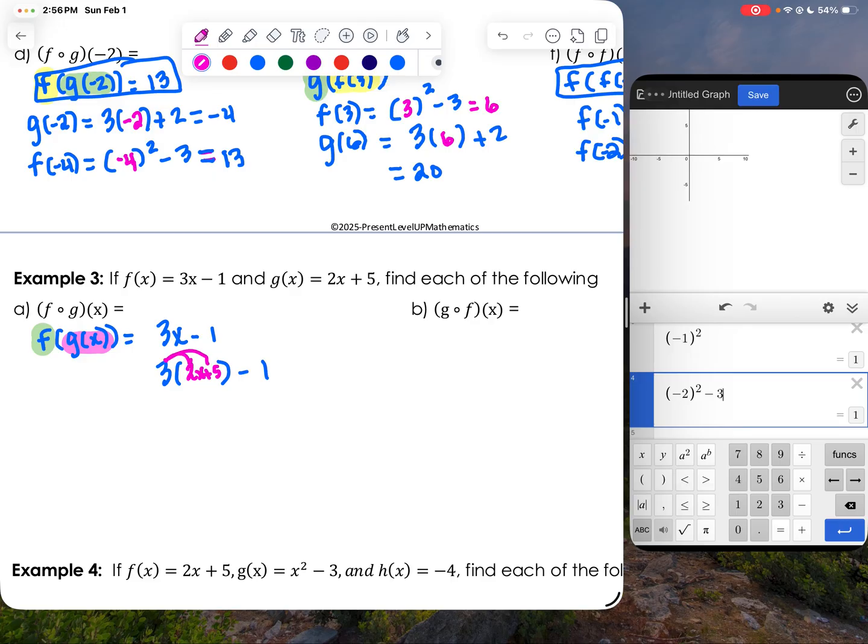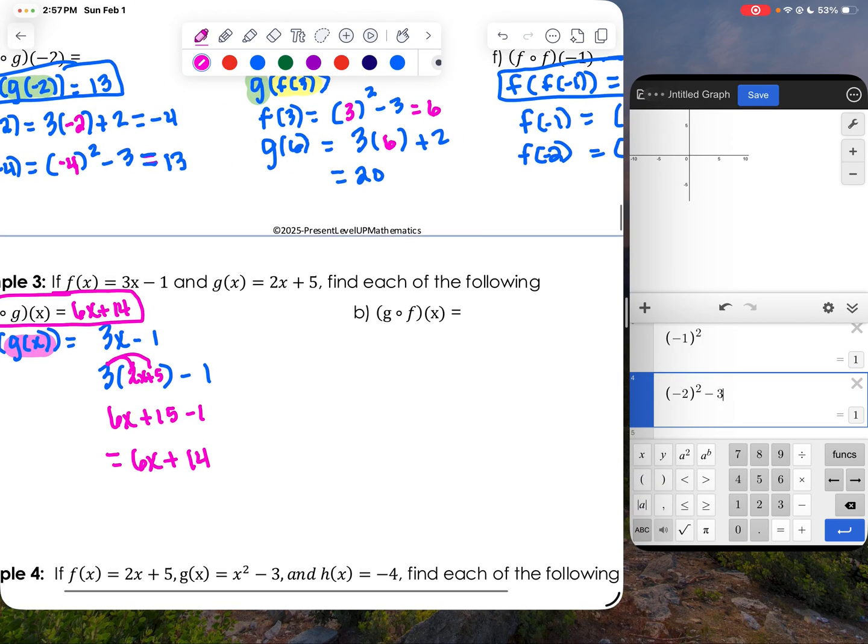Now from here, you're just going to simplify this. Distribute the 3. So 3 times 2x would be 6x. 3 times 5 is 15. And then we have our minus 1. Combine like terms to get 6x. 15 minus 1 is 14. So f of g of x would be 6x plus 14.